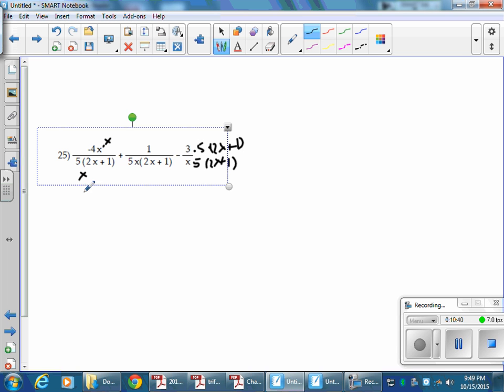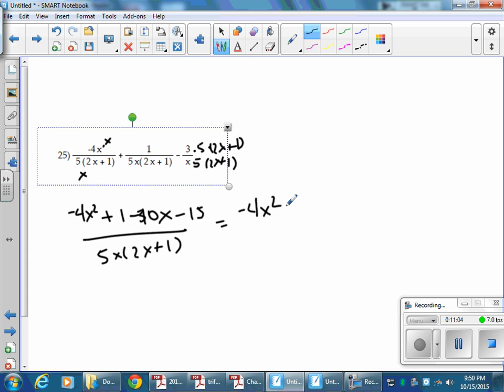Okay, so negative 4x times x is negative 4x squared, and then I have plus 1. And then this would be minus 15 times 2x plus 1, which would be minus 30x, and then minus 15 over 5x times 2x plus 1. So this becomes negative 4x squared minus 30x minus 14 over 5x times 2x plus 1. Kind of going fast. I hope I didn't make a mistake.